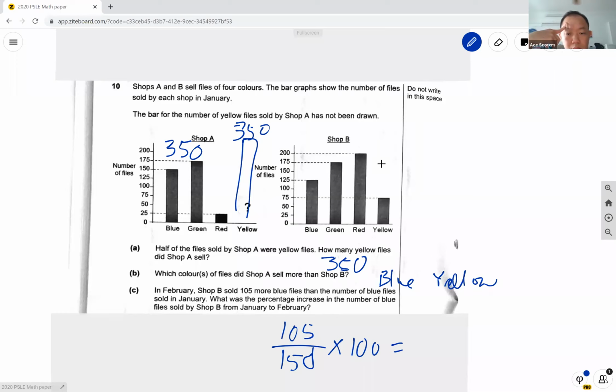What's the percentage increase in the number of blue files sold by B from January to February? Oh, okay. Wrong denominator. We are looking at shop B. So it's 125. This is the one. Okay, so we will get 84%, based on calculation. Okay, moving on.